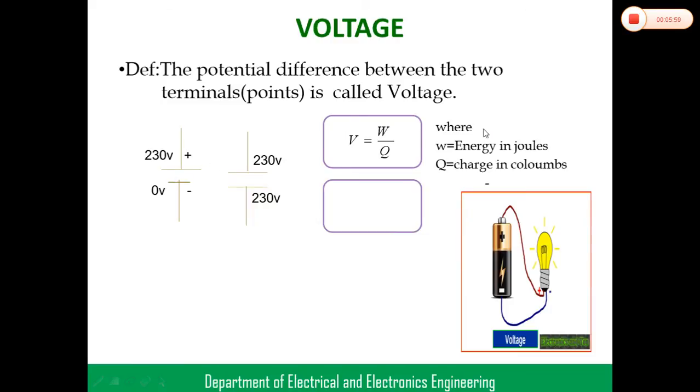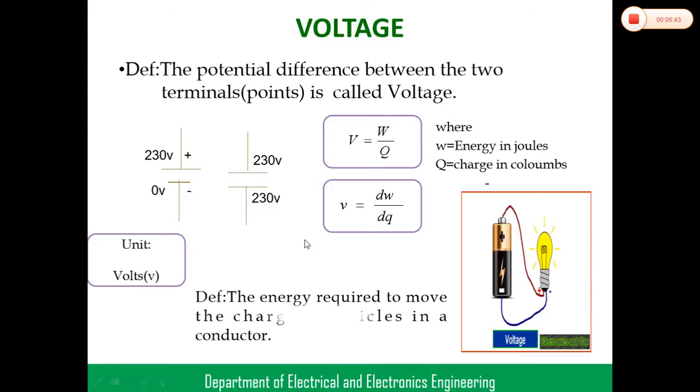Coming to the equation, the voltage V is equal to W by Q, where W is energy in joules and Q is charge in coulombs, right? We can write the voltage as dW by dQ. Here dW is a change in energy, W being energy, and dQ is a change in charge. So the voltage can be rewritten as dW by dQ. We all know that the voltage unit is volts, that is V, right?